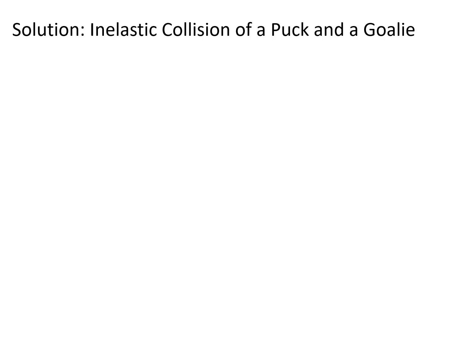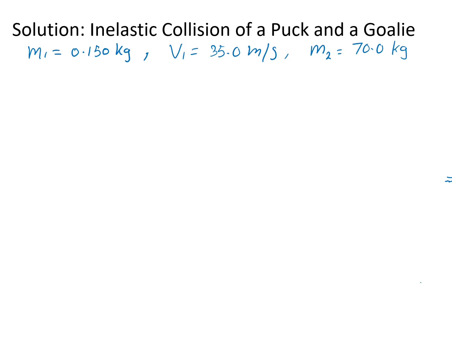Let's first write down the given values. Mass of the puck m1 is 0.15 kilograms and the velocity of the puck v1 is 35 meters per second, and the mass of the goalie m2 is 70 kilograms and the initial velocity of the goalie v2 is 0.